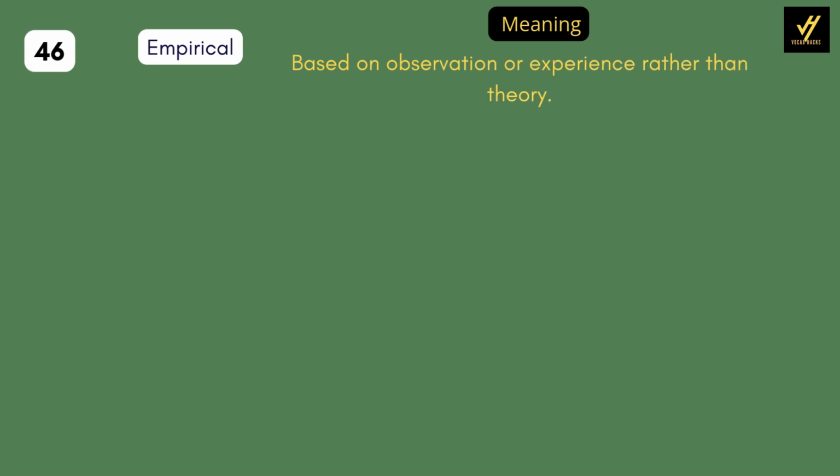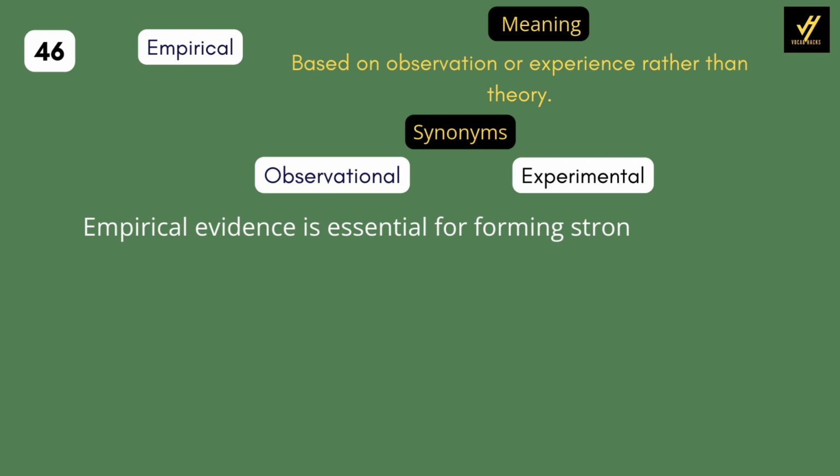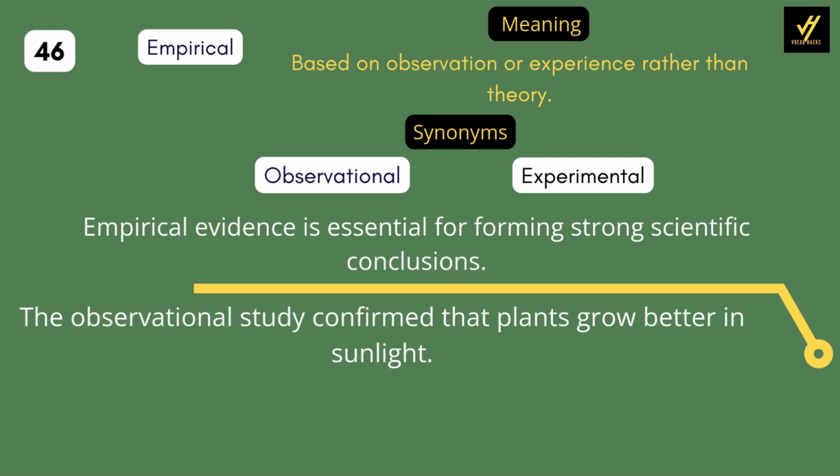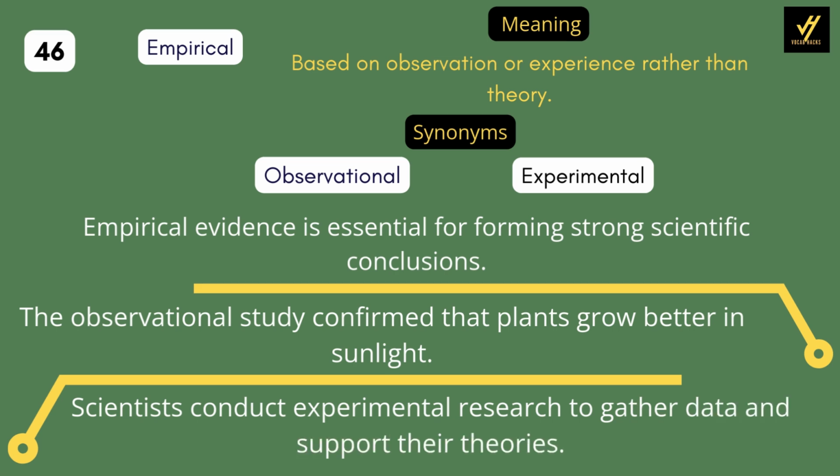Empirical, based on observation or experience rather than theory. Observational, experimental. Empirical evidence is essential for forming strong scientific conclusions. The observational study confirmed that plants grow better in sunlight. Scientists conduct experimental research to gather data and support their theories.